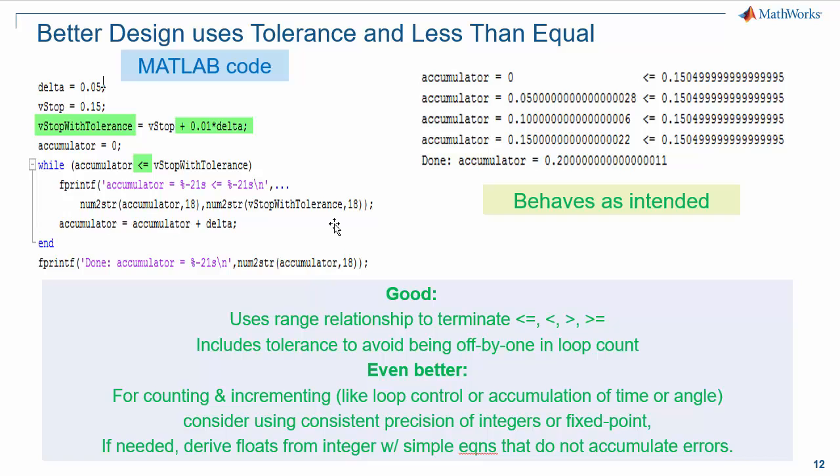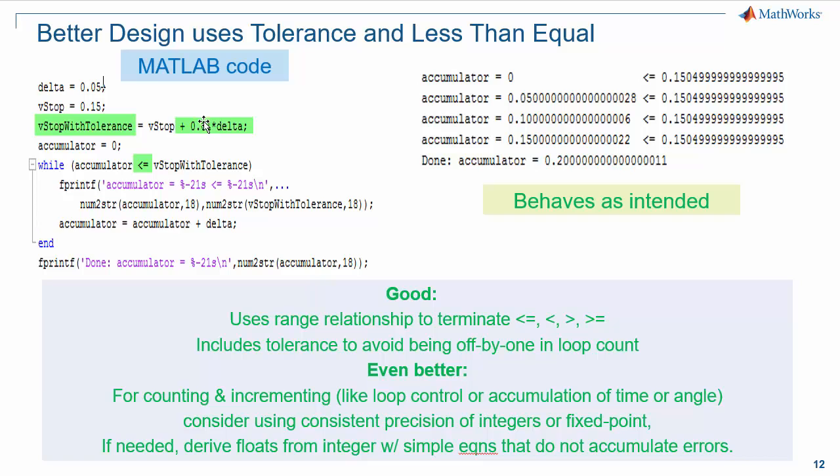All right. So a better design uses tolerances and range checks rather than exact equality checks. In this code, we've got the same delta, but not exactly the same stop condition. We've modified the stop condition to have a little bit of tolerance on it. Each time we should be going up in increments of a full delta, but we've added a little extra 1% headroom to make sure that if it's off by a few epsilon, we don't accidentally stop a little bit too early.